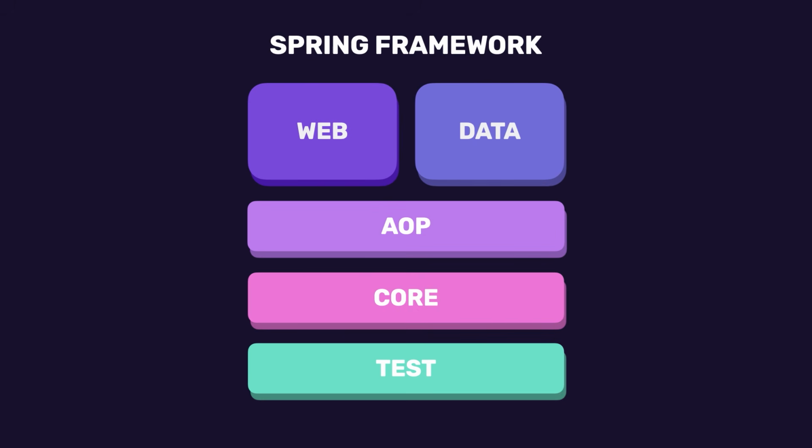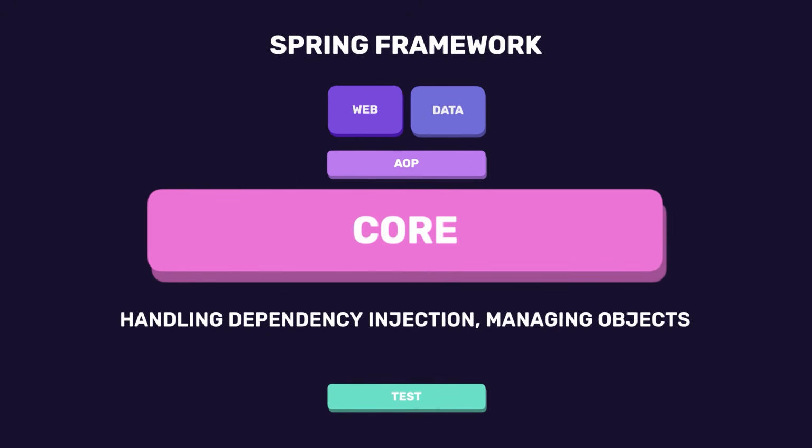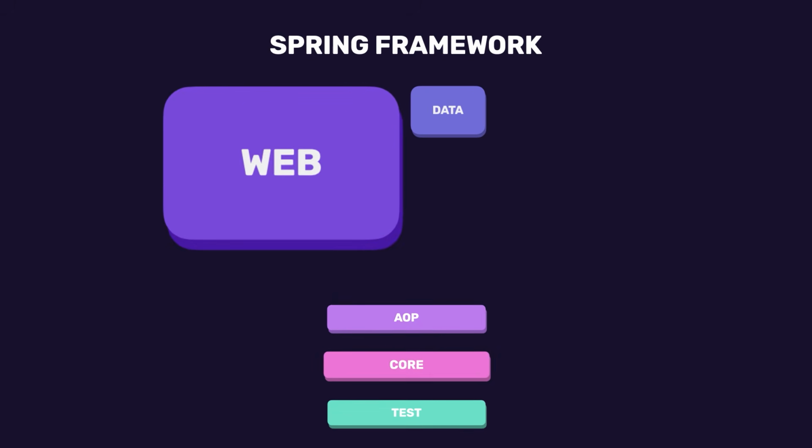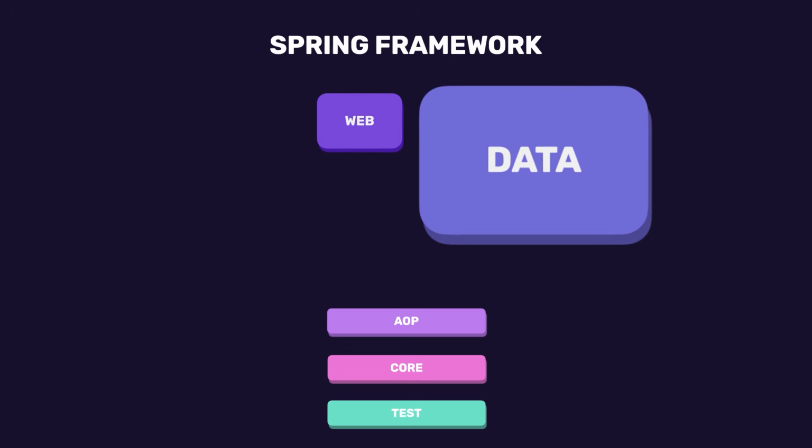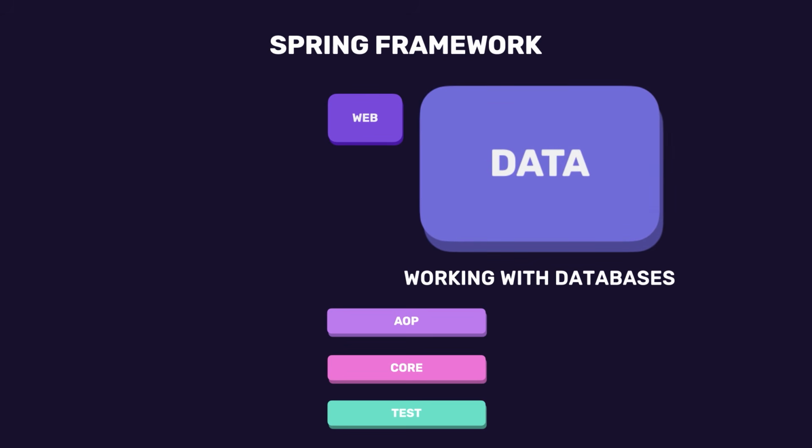These modules are broadly categorized into a few different layers. At the core, we have modules for handling dependency injection and managing objects. We'll talk about that in detail in the next section. In the web layer, we have modules for building web applications. With these modules, we can handle web requests, process data, and return responses, whether it's HTML for a web page or JSON for an API. In the data layer, we have modules for working with databases, whether you're using SQL, NoSQL, or even in-memory databases.